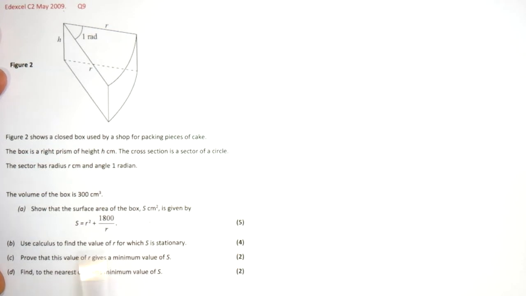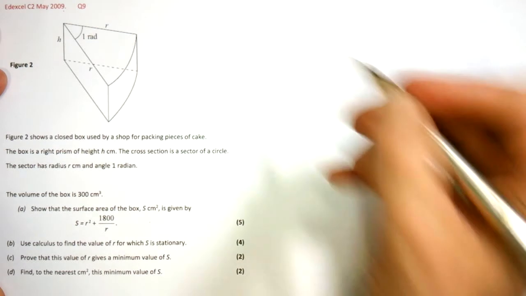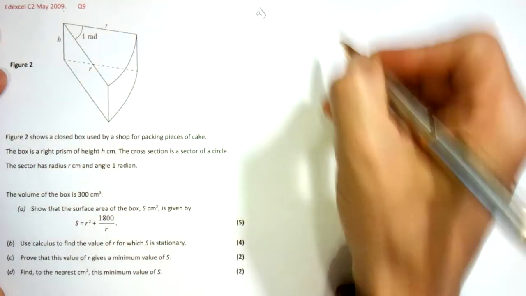The usual 4 to find the value of r, which gives us a stationary s. 2 marks for proving that it gives us a minimum value of s. And then 2 marks for finding the minimum value of s. Right. So part A, we need a volume equation.